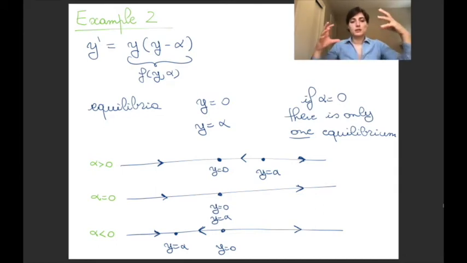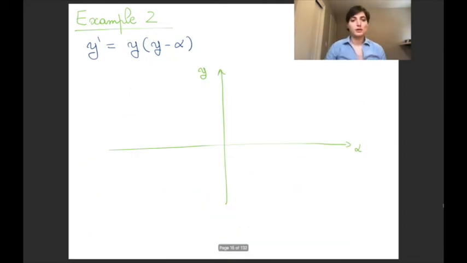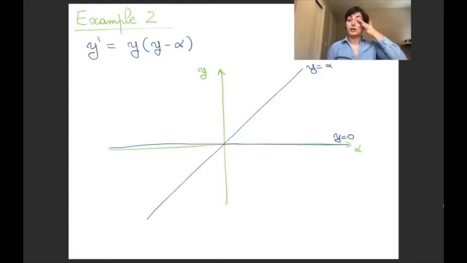We want to show this information in a way that is more readily available. So we draw what is called a bifurcation diagram. We write on the horizontal axis the parameter that we're looking at, and on the vertical axis we're looking for y. But on this diagram we're only going to look at equilibria. So we want to draw the equilibria of this diagram. We have y equal to 0, that is horizontal, and y equal to alpha, that is the diagonal.